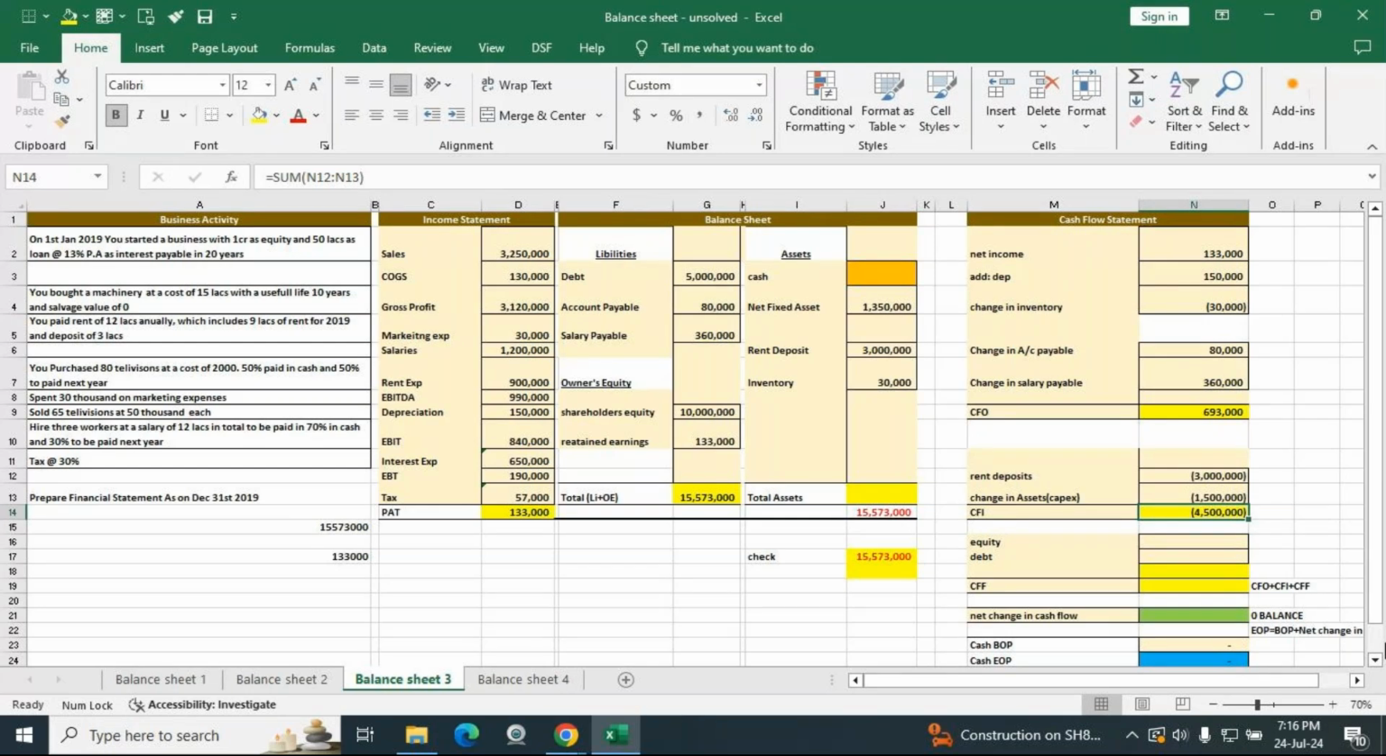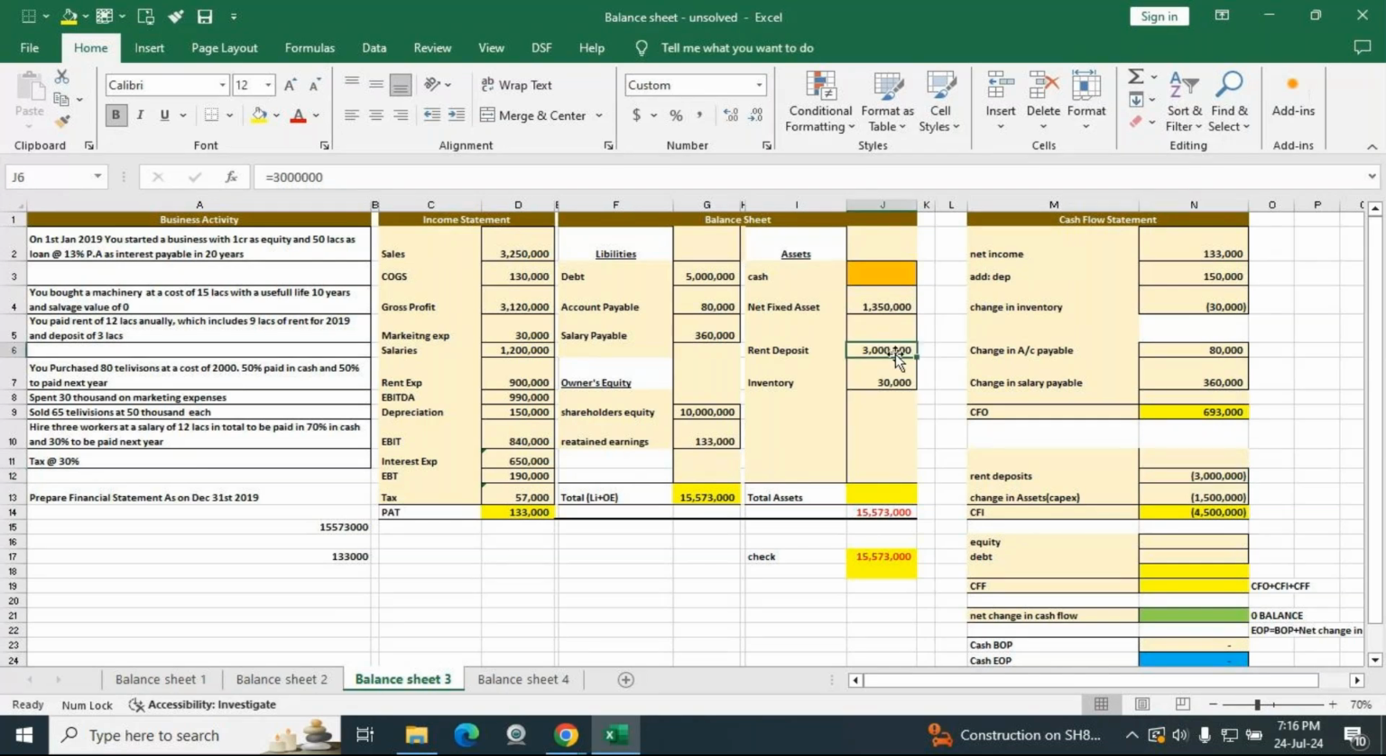Ma'am, how did you calculate change in asset? Change in asset, capital expenses. So capital expenses means, one second, it is the investment what I have done for this asset. So the investment whatever I have done, that is 15 lakh rupees. 15 lakh rupees I have done the investment, right? Yes, ma'am. So here rent deposit. So here it is 3 lakh.